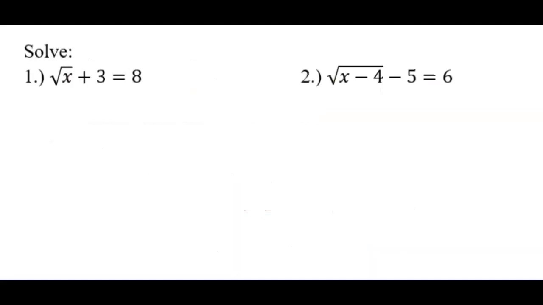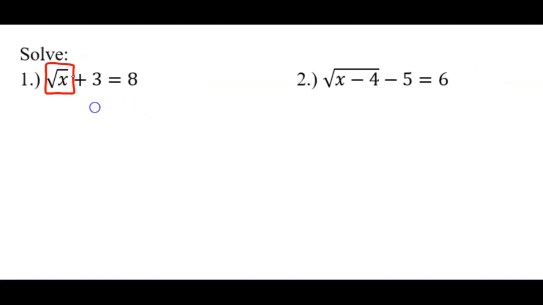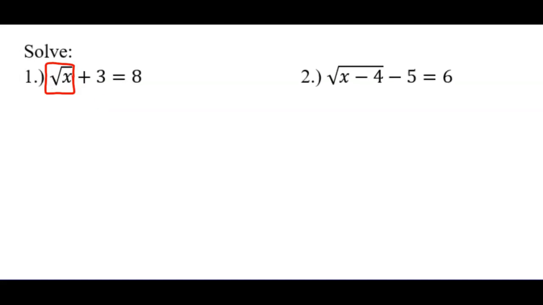Okay, so let's look at this first problem. What's under the radical? That's the very first thing you need to determine. Just the x is underneath the radical. So everything else needs to move to the other side of the equation. How do we solve this so that the square root of x is by itself? Well, we undo it like we did in chapter 2. We know how to do that.